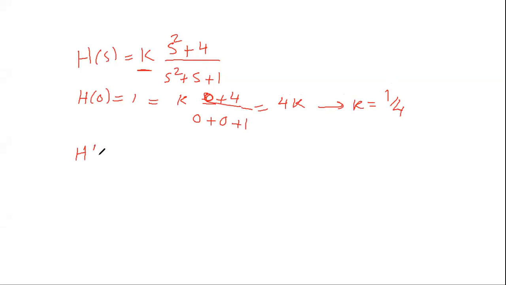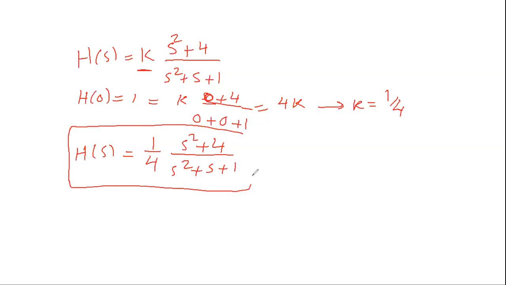So we said that, I'm going to repeat this again, H of 0 equals 1 equals K times 0 plus 4 divided by 0 plus 0 plus 1. And this equals 4K. From this, we can say that K is 1 over 4. So the final transfer function in this case is going to be 1 over 4 times S squared plus 4 divided by S squared plus S plus 1.